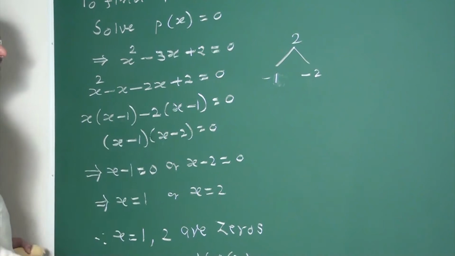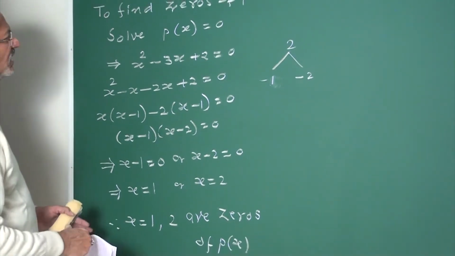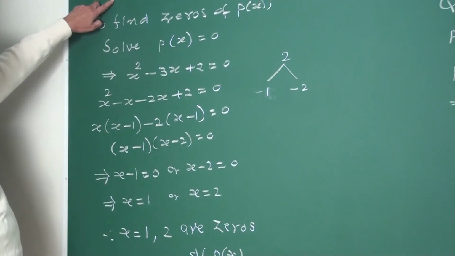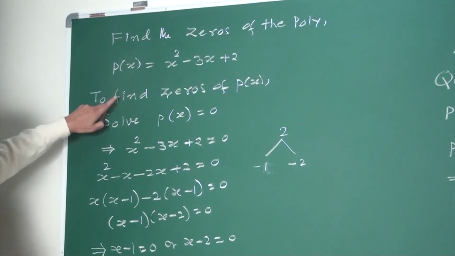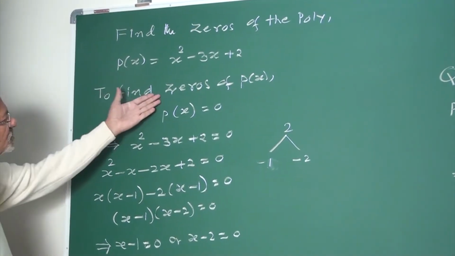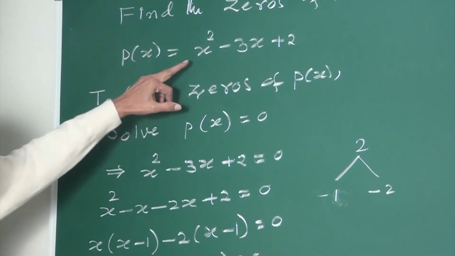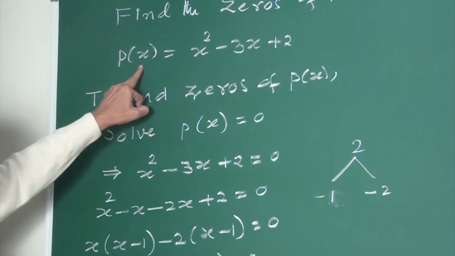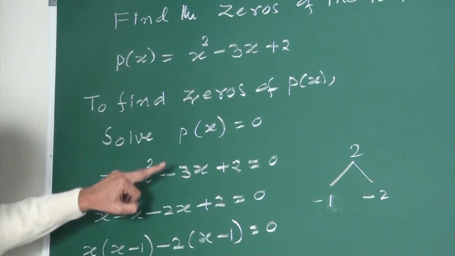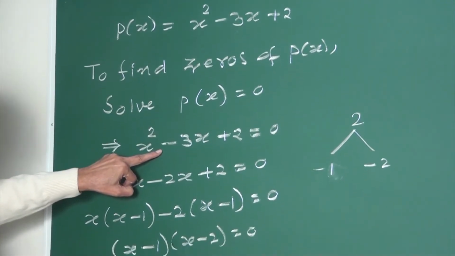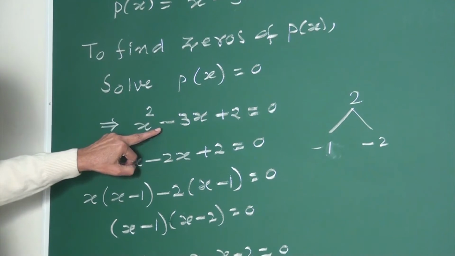Yes, my friends, I will explain once again. Tell what is the method? You are given the polynomial p(x). To find the zeros, solve this equation p(x) equal to 0, which means the RHS is 0, with LHS equal to RHS. My friend, you can very easily solve this.